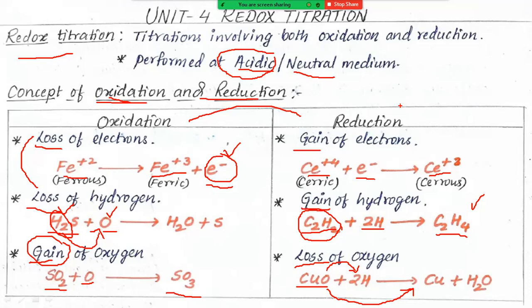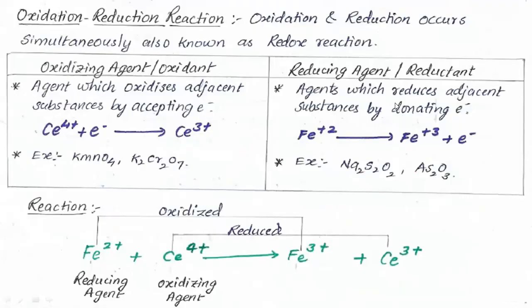One compound is releasing the hydrogen and another compound is accepting the hydrogen. Next one is oxidation reduction reaction. So how does it occur? Here we need to know what an oxidizing agent or oxidant is and what a reducing agent or reductant is. Generally we get confused between oxidizing agent and reducing agent.